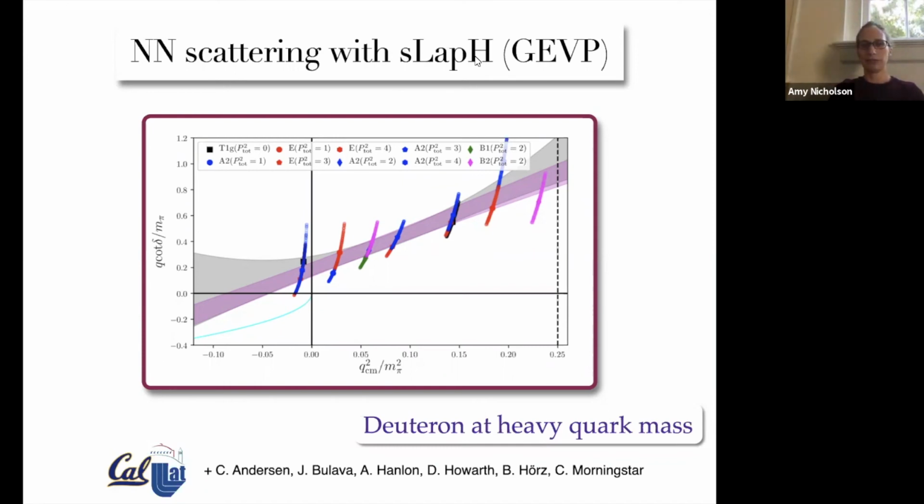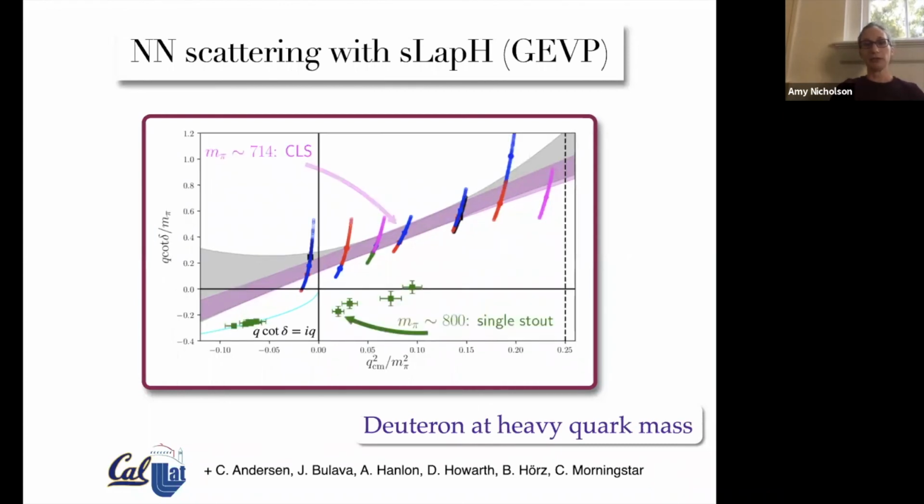And so this is brand new data, just out from last week, looking at the deuteron at heavy quark mass using this state-of-the-art formalism. Here we're plotting Q cotangent delta versus Q squared. So this is a scattering phase shift versus the energy. And we can compare that to old data. So this is some of the NPLQCD data that found a very deeply bound state. A bound state in the system comes from looking for a pole in the scattering amplitude. And on this plot, where you would see that pole would be where your phase shift crosses with iQ, which is what this blue line is here.